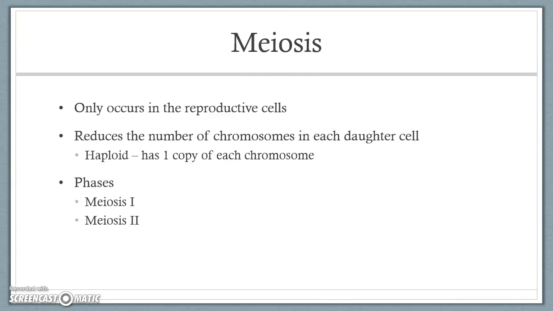On the other hand, meiosis only occurs in the reproductive cells. This is because the goal of meiosis is to reduce the number of chromosomes in the daughter cell, resulting in haploid cells, meaning they only have one of each chromosome. So a gamete, or reproductive cell, only has 23 chromosomes, not 23 pairs of chromosomes. There are two distinct phases of meiosis, Meiosis I and Meiosis II.